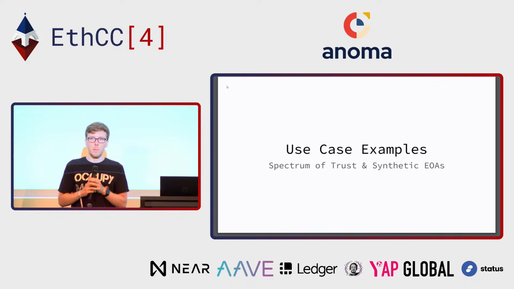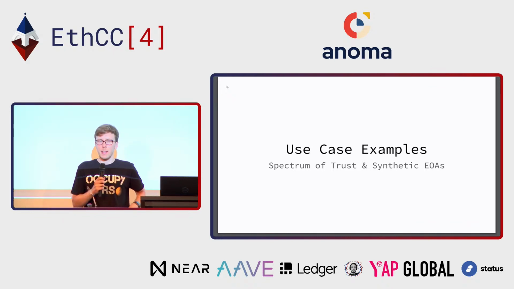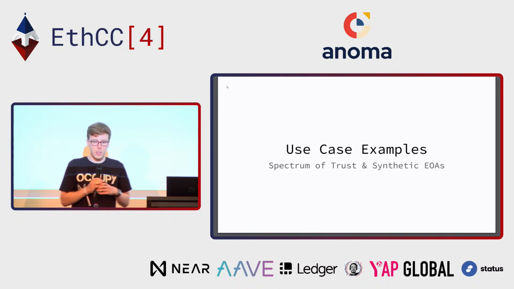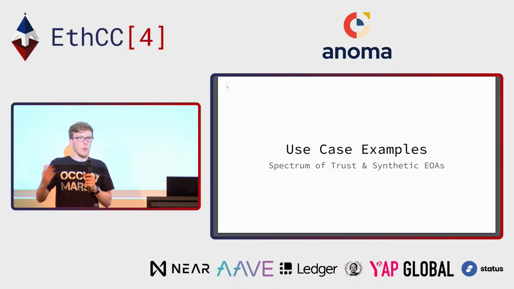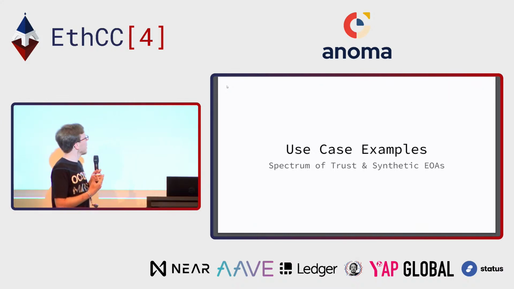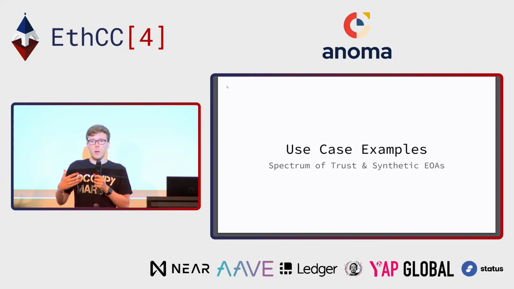Yeah, so Matt already explained the functioning of the EIP and the design philosophy, and now I wanted to go through a couple of very concrete use case examples, and the lens through which I want to do this is what I call the spectrum of trust. So what's the spectrum of trust?